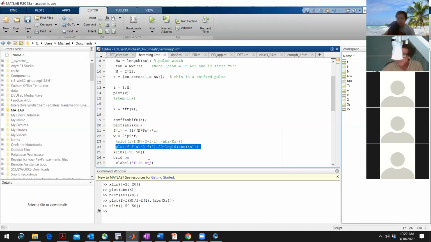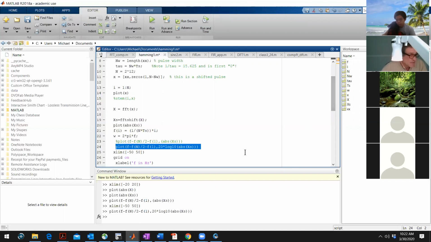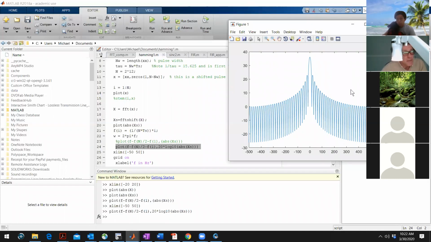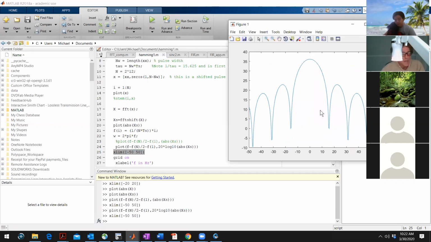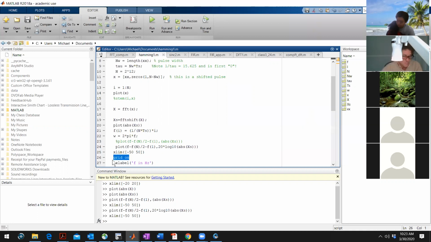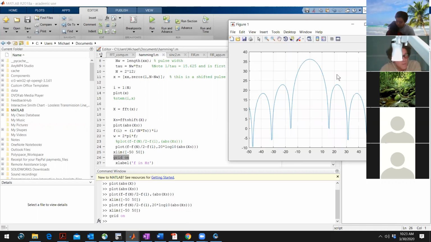Can everybody see what I'm doing? I'll slow down, but hopefully y'all can appreciate that. Now, when I do that, I just have to hit F9 to execute that. But I have to dig that plot out. There it is in dB. Still way too much information. I don't care about all this stuff, these sidebands way out here. So the next thing I do is apply this. Now I'm looking at something in dB. And one other thing I need to do is put a grid on there. Can you follow me, everyone?